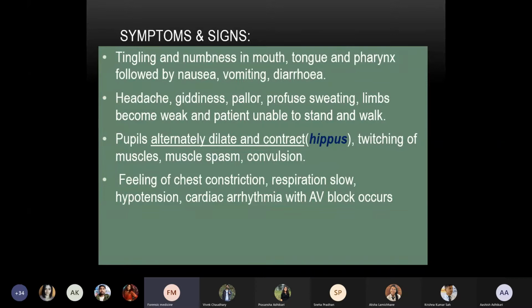Twitching of muscle, spasm of muscle, and convulsion. Other symptoms include a feeling of chest constriction, respiration becomes slow, blood pressure decreases, and on ECG we will see atrioventricular block.